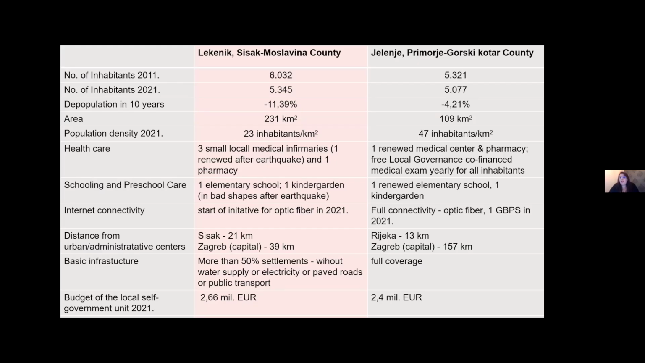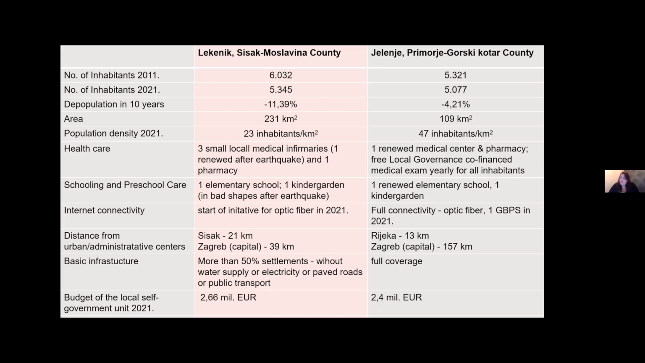The area of Lekenik had about 6,000 people 10 years ago, and in 10 years they had a decline of 11% of population, but we think it's far more. On the other hand, this area in the coastal region had a smaller population, but basically people are moving to other government units in the region or nearby.